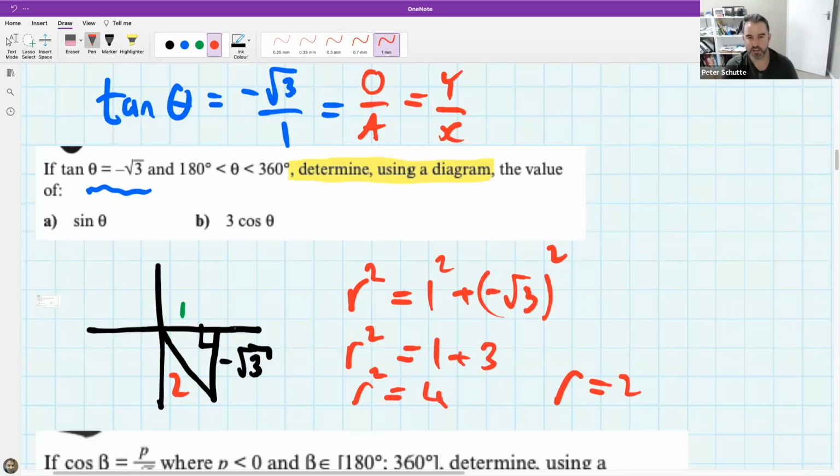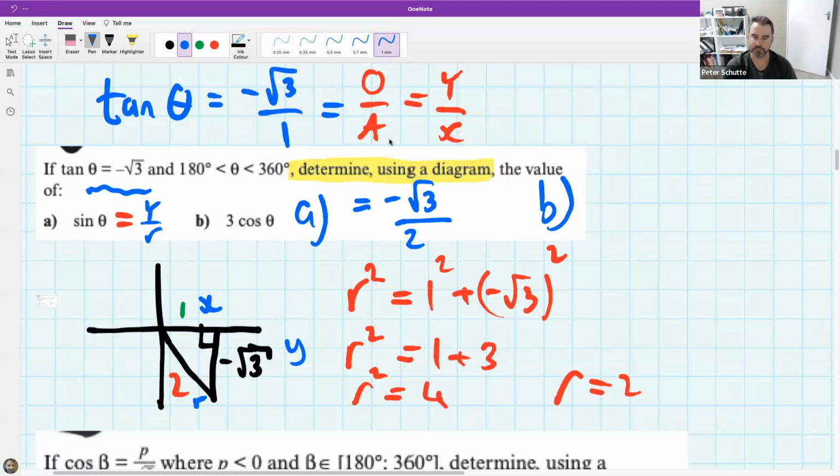Now, if I know the value of all of these, what is the value of the sine of theta going to be? So think about what is sine? Sine is opposite over hypotenuse, or y over r. What is that going to give me for this particular situation? Well, we said y is minus √3 and r is 2. So we get minus √3 over 2. So all that you have to do in this type of question is draw your drawing and then interpret it. Now, that is the answer for A.